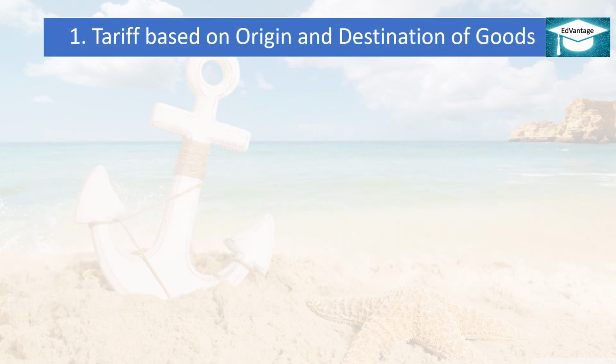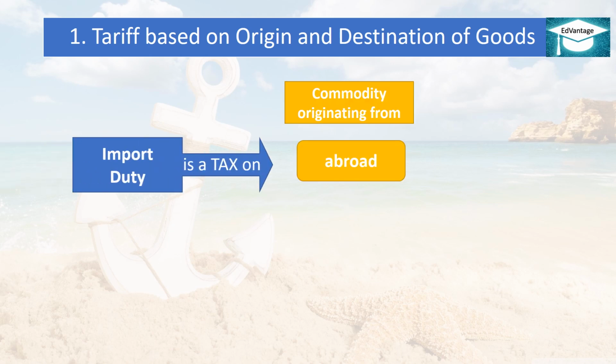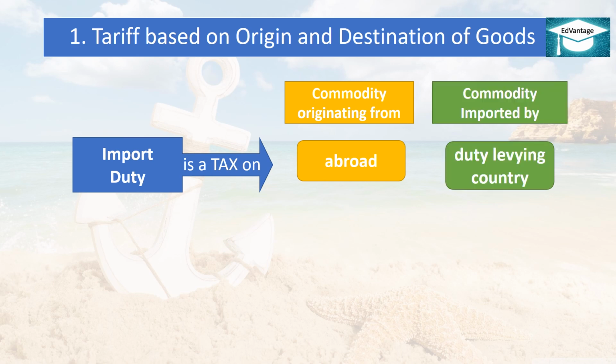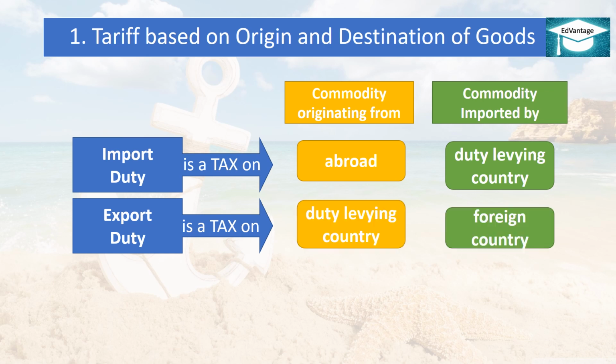Tariff barriers based on origin and destination of goods. Import duty is a tax imposed on commodity originating from abroad and imported by duty-levying country. For example, India levying import duty on goods imported from China. Export duty is a tax imposed on commodity originating from duty-levying country and imported by foreign country. For example, India levying export duty on goods exported to China.